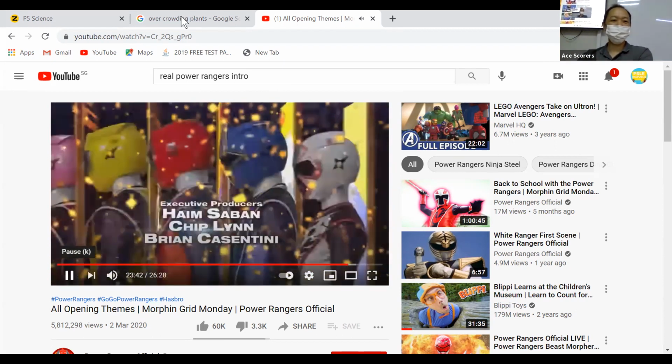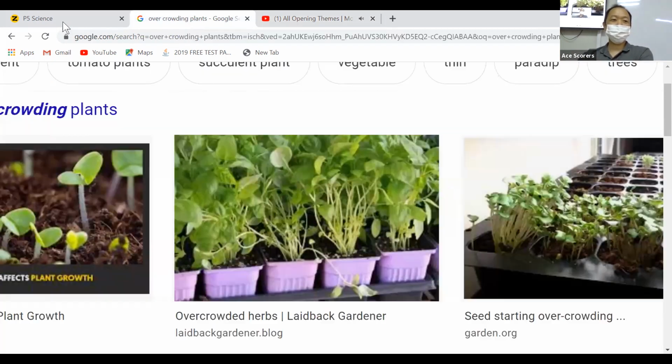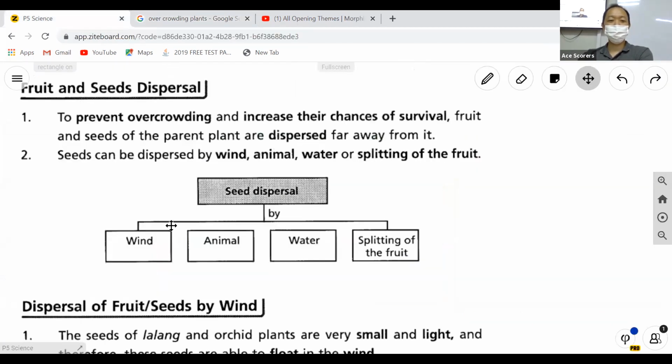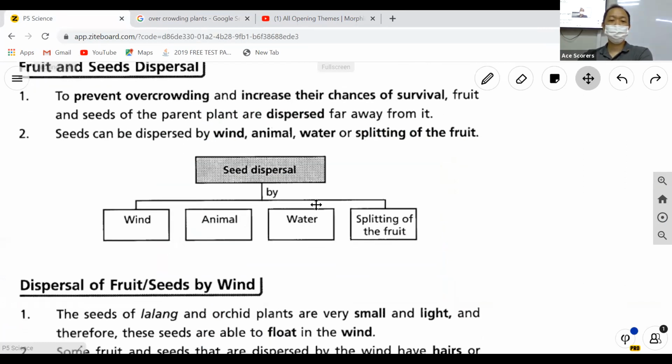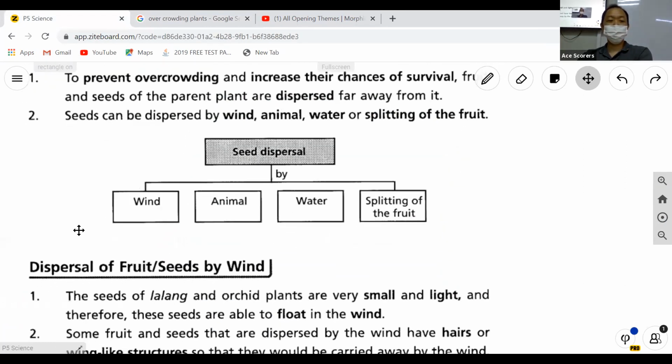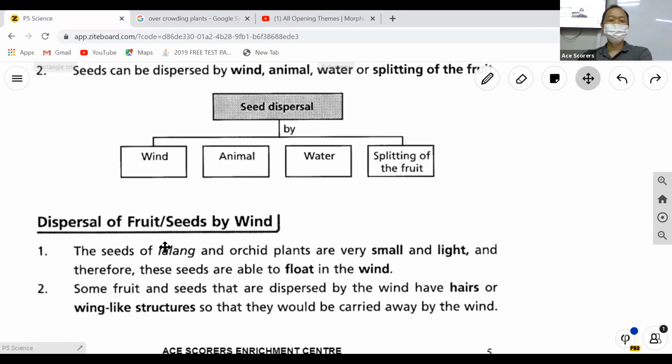Okay, that's it. So why are we talking about that? It's the same: there are the wind, water, animals, everything. Got it? So that's how seeds are being dispersed. Okay, so how are they dispersed by the wind?